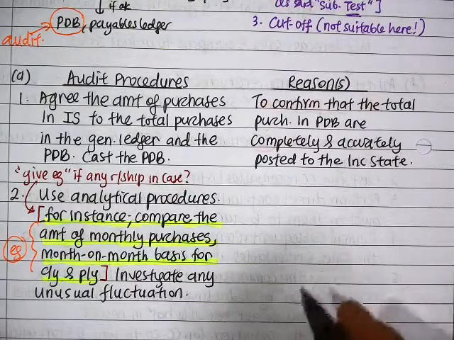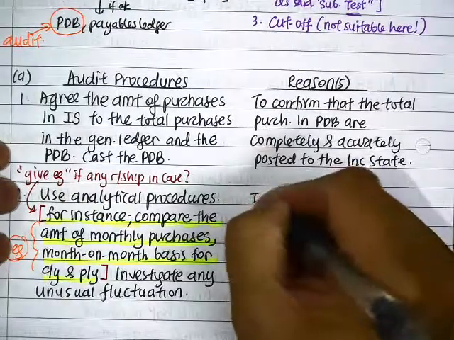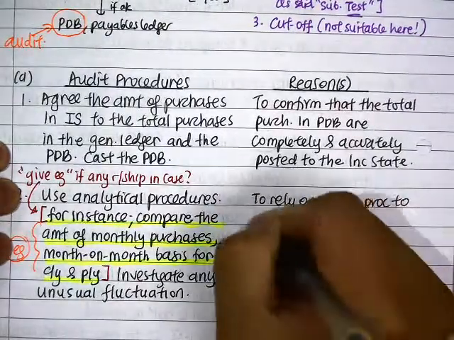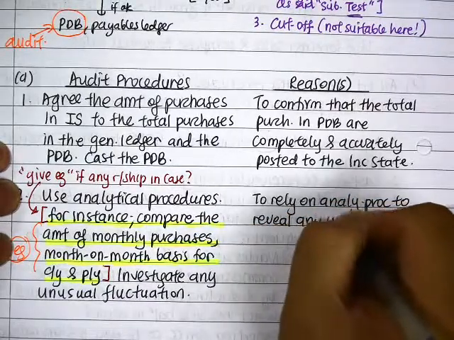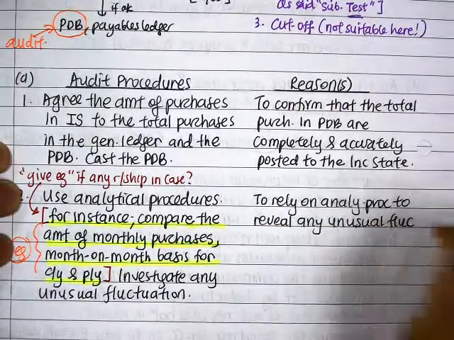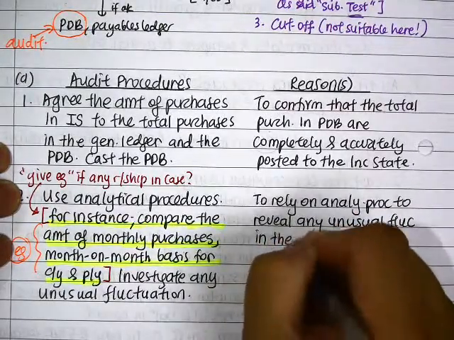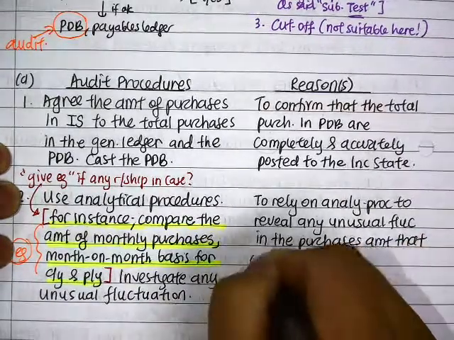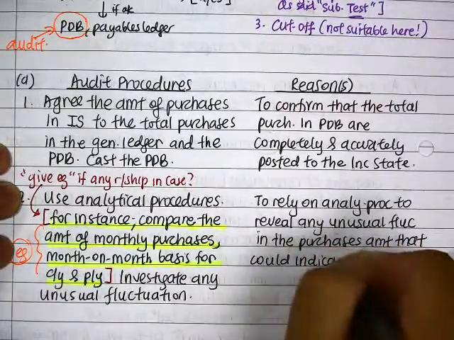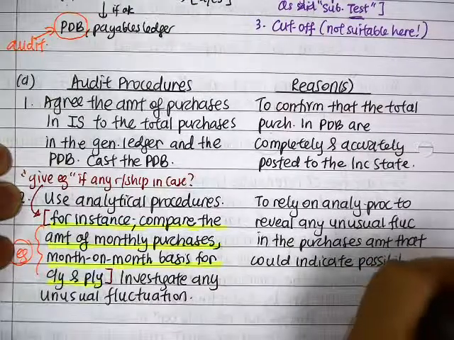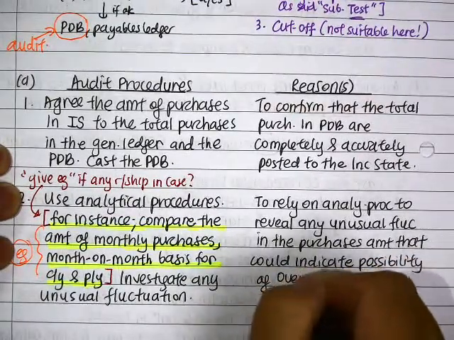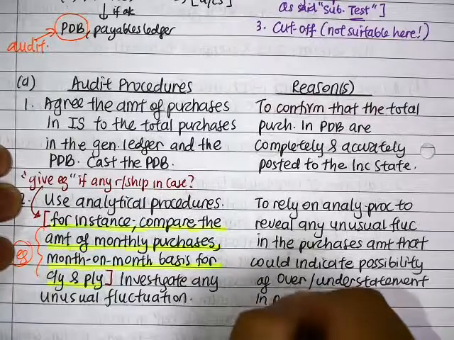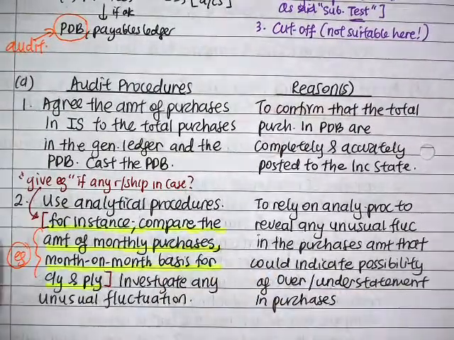What is the reason of doing this? Now, this is to rely on analytical procedure to reveal any unusual fluctuation in the purchases amount that could indicate possibility of over or understatement in your purchases.